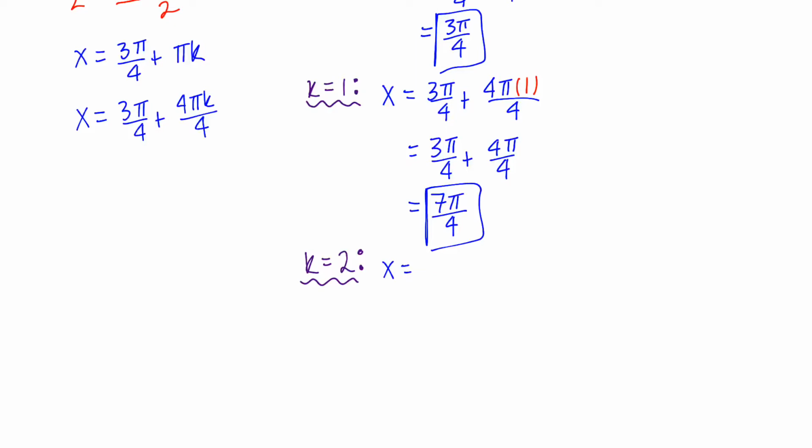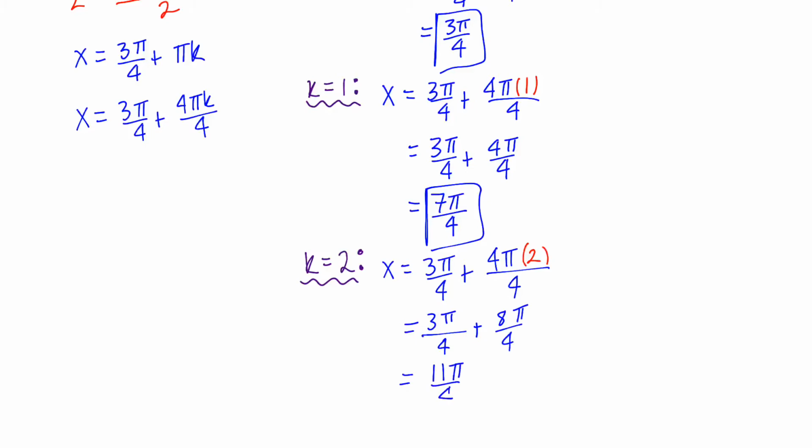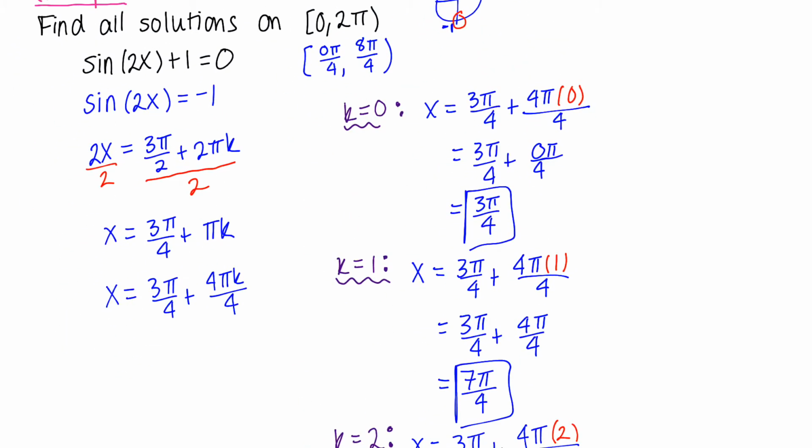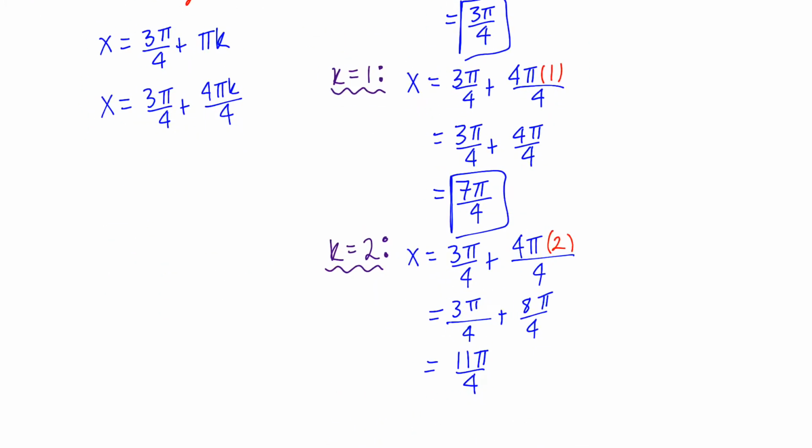So x equals 3 pi over 4 plus 4 pi times 2 this time, because k is 2, over 4. We get 3 pi over 4 plus 8 pi over 4. And that's going to give me 11 pi over 4, which, if we look at our interval, is from 0 to 8 pi over 4. So 11 pi over 4 is outside the interval, so we won't take it as an answer.